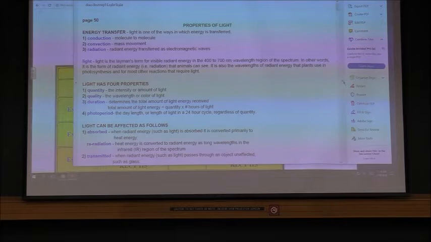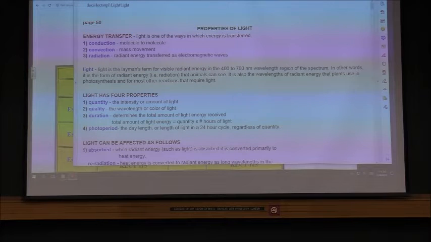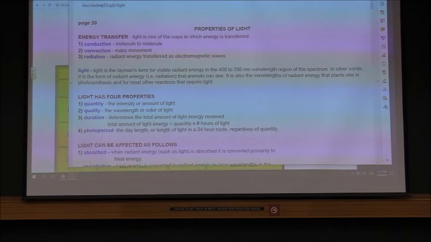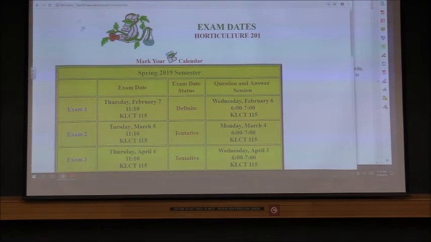So if I remember right, last time we had finished talking about light acclimatization, which is conditioning plants to low light.